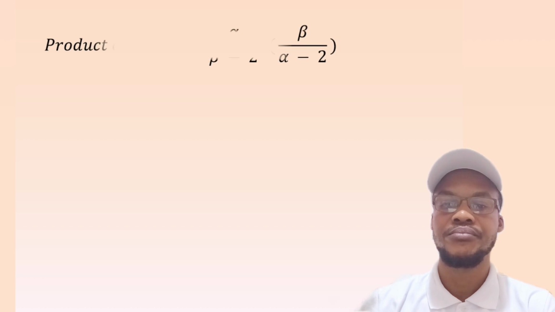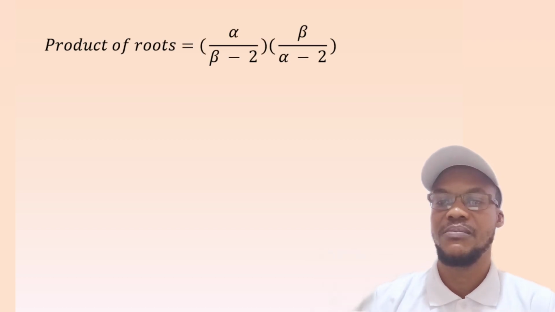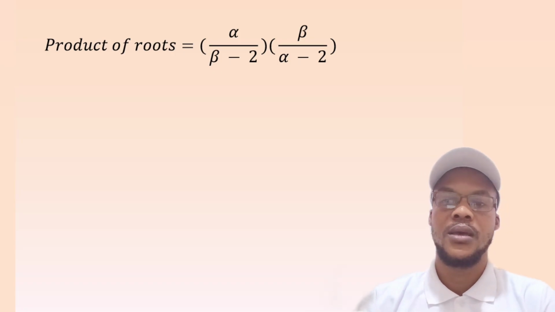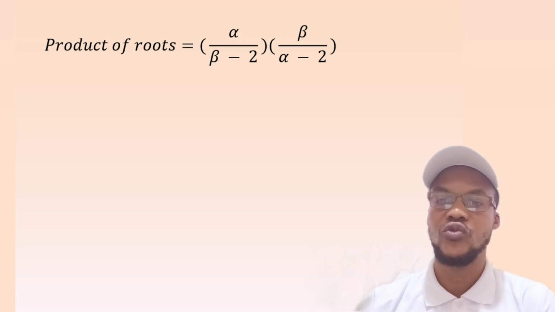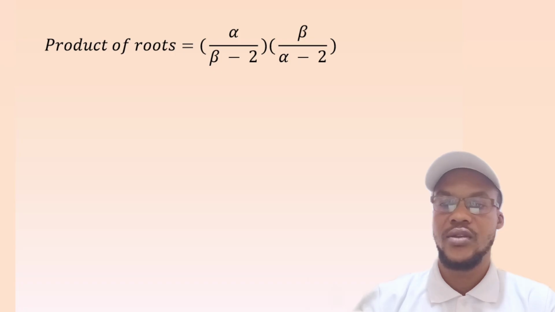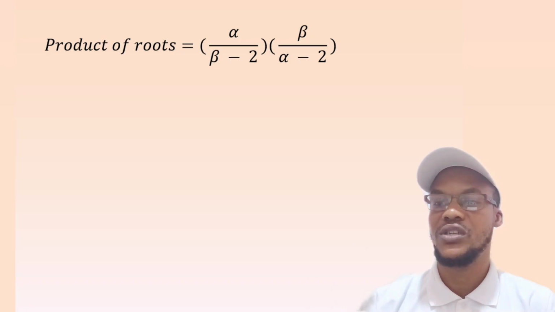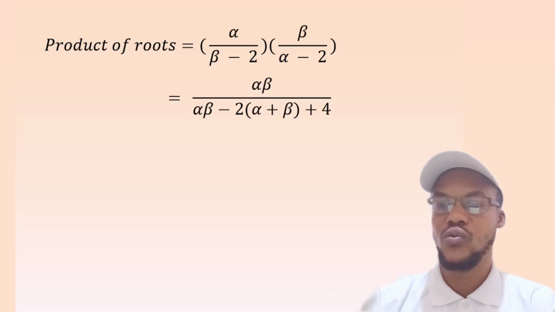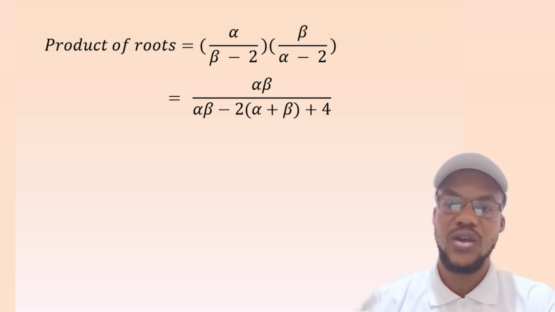So for our product, it is also a matter of multiplying the two roots. For the sum we added, so now we are doing the product, to be multiplied. You know that in multiplication of fractions, you multiply the numerator and multiply the denominator. So when you multiply the numerator, you are going to get alpha beta, and when you multiply the denominator, we did that when we were doing the sum, so we just write that one so that we don't waste much time. So when you multiply these two, this is what you are going to get.